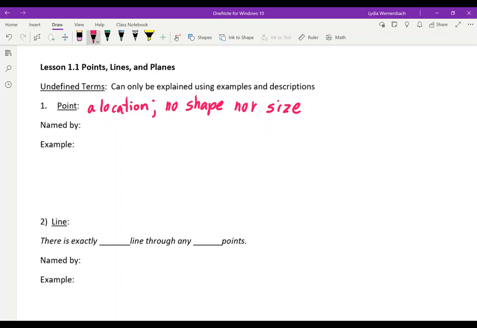So it doesn't matter whether you draw a point like this or whether you draw it like this. It doesn't have a size. We consider those both essentially the same. And so these are named by a capital letter. So for example, if I drew a point and then I put A next to it, we would call this point A. And so that would be our first term.